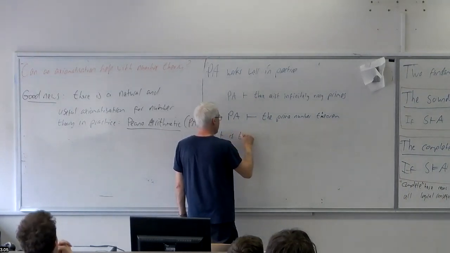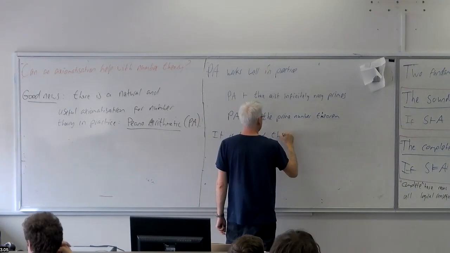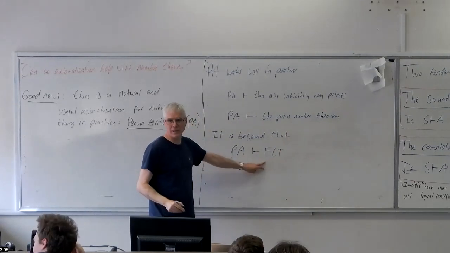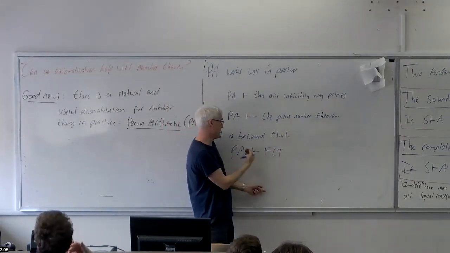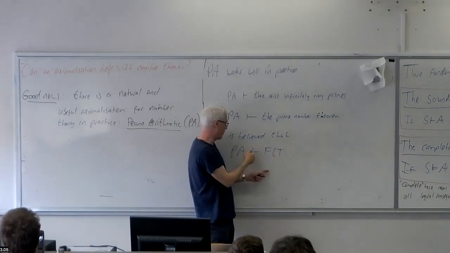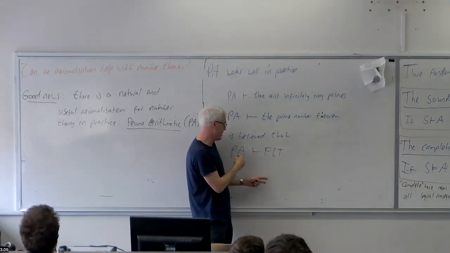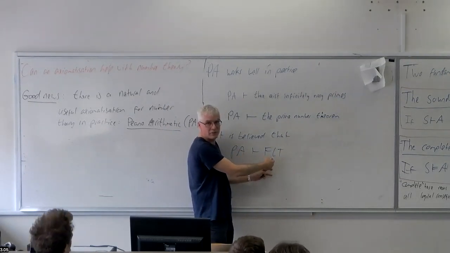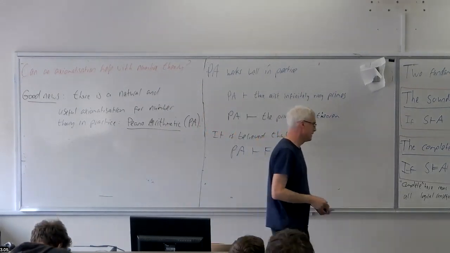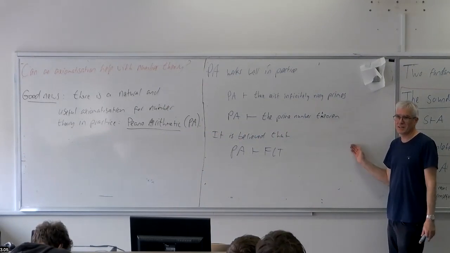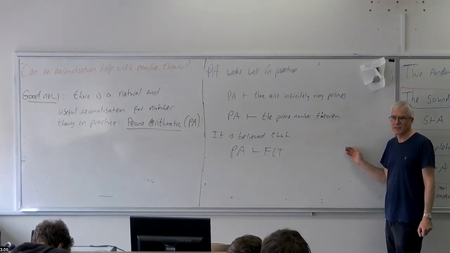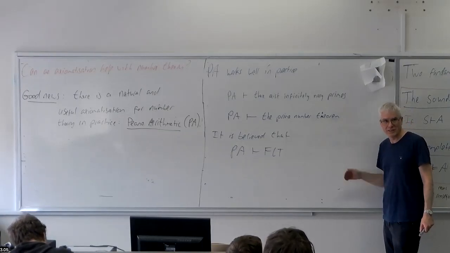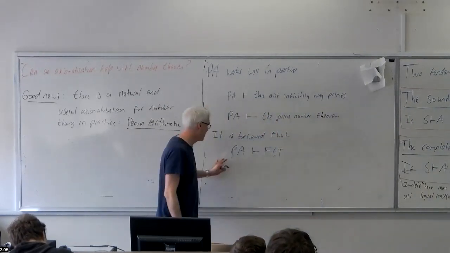That's to say, it is believed that Peano arithmetic proves FLT. So I'm saying proves here. This is one way of reading this. What I mean is that there is a proof of this sentence from the Peano axioms. So this FLT here means Fermat's last theorem. Fermat's last theorem, as you will know, was proved in the 1990s by Andrew Wiles, but the proof uses a lot of complicated higher level algebra. And anyway, I don't know how the proof works.